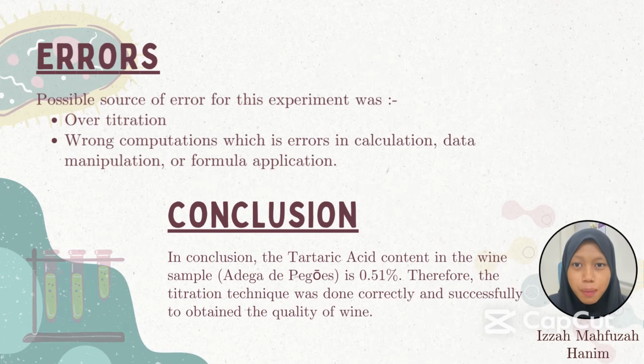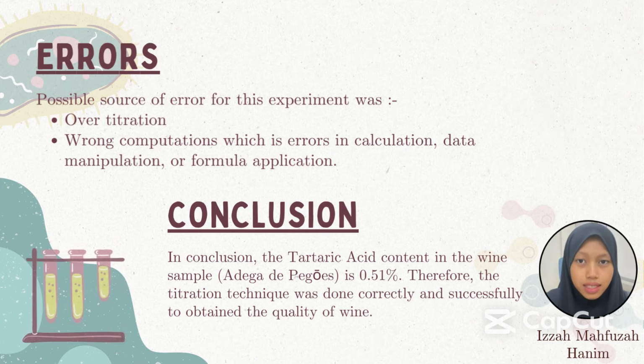Let's begin with the possible sources of error in this experiment. One of the main issues was over titration, which could lead to inaccurate measurement of the acid content. Another potential error is wrong computation. This includes mistakes in calculation, data manipulation, or incorrect application of formula. All of these can affect the final result.